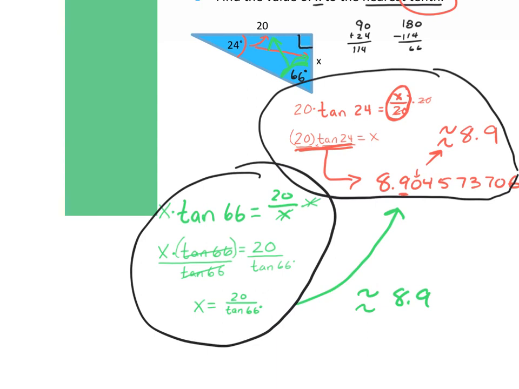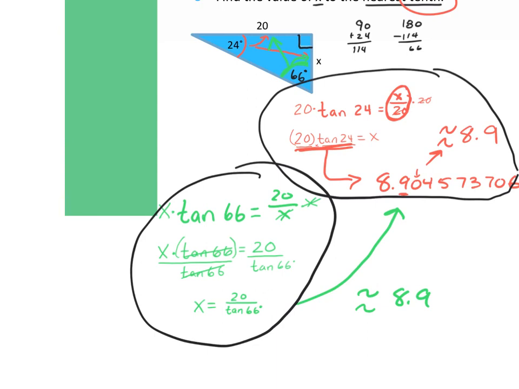A question on the green part. Why couldn't you just, at the beginning, when it was tan 66 equals 20 over x, why couldn't you just put tan 66 over 1, and then 20 times 2? And then how would you do the other part? How would you enter that in your calculator?